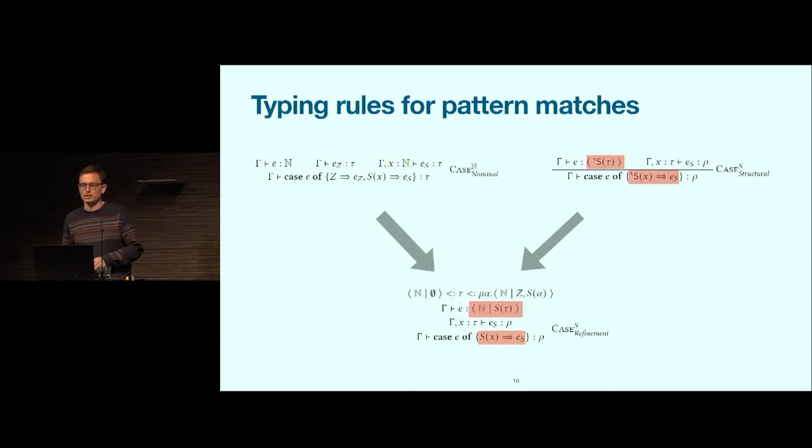The characteristic property of pattern matches in polymorphic variants is that on the destructee of the pattern match, we only require it to contain those constructors that we actually pattern match on. So here we only pattern match on the successor constructor, and so we only require the successor constructor to be present in the type of the destructee. And this is also the case in the combined rule, where we have the destructee, and we require it to contain the successor constructor.